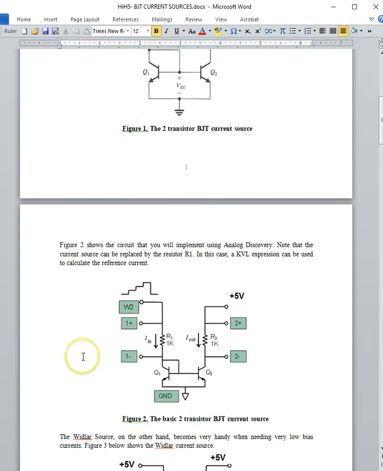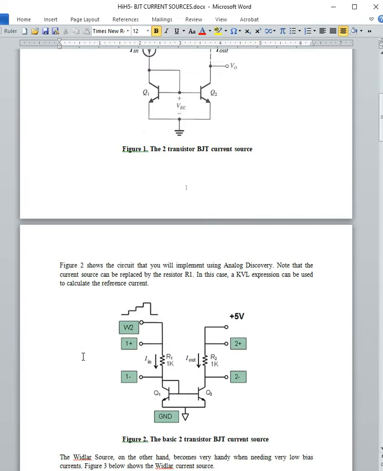In the experiment, you will be establishing the reference current using a resistor and a power supply. Here, to examine different currents, we will be using a staircase function so that for each step from 1 to 5 volts, you will be calculating the reference current and then measuring the output current.